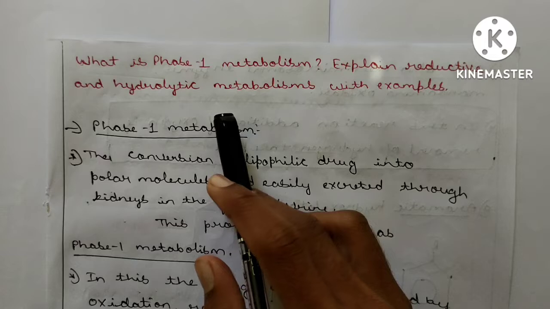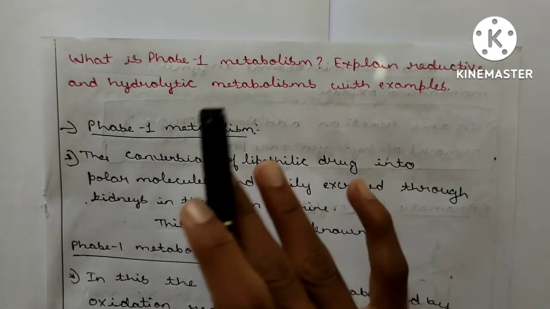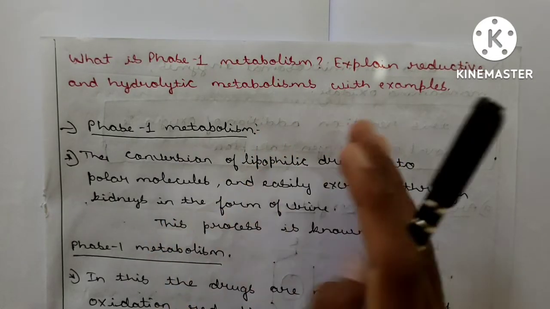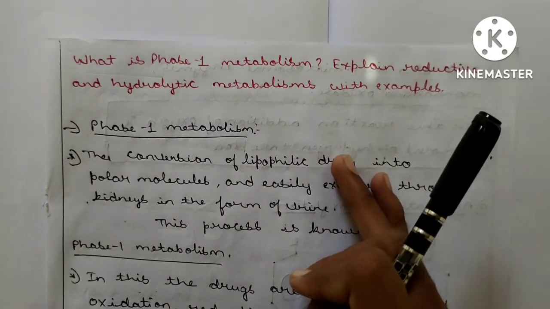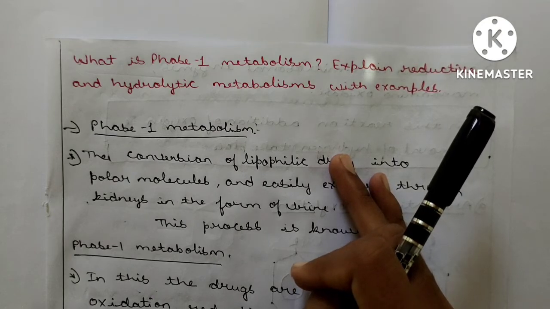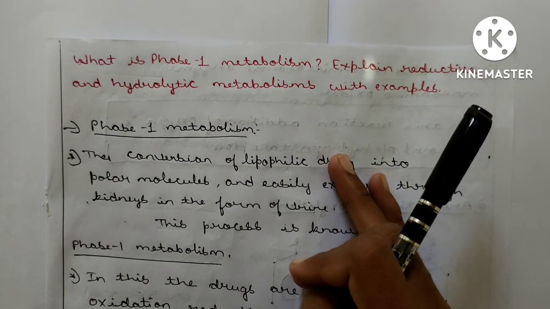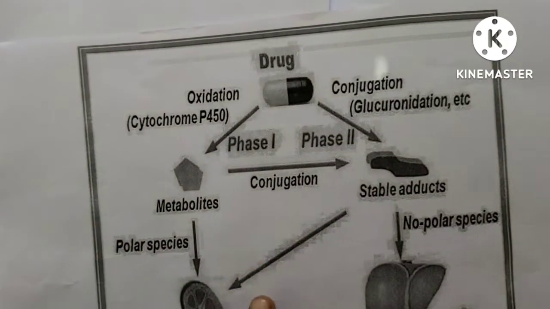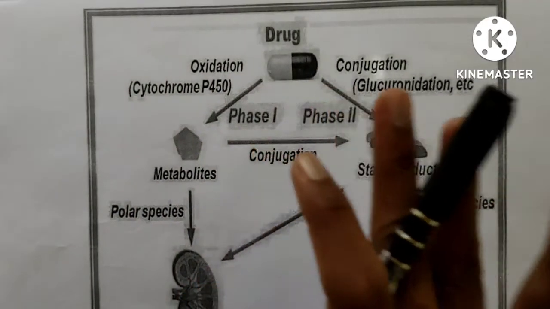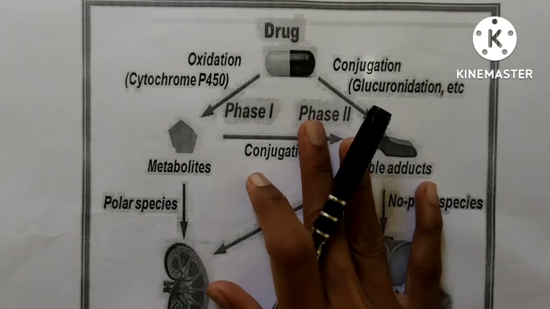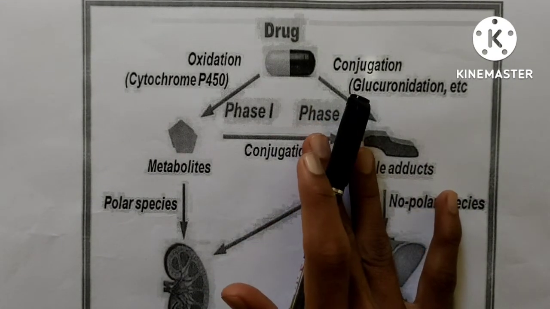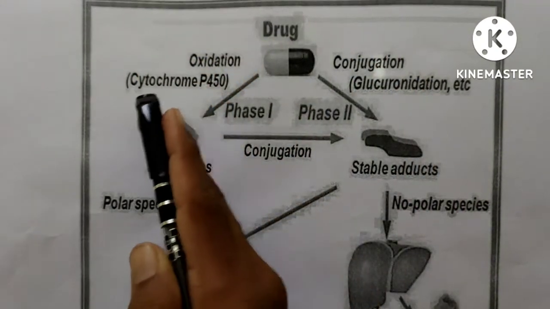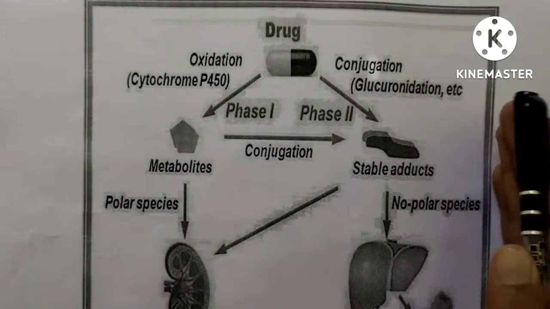Here you have to understand what is this phase 1 metabolism and reductive and hydrolytic, mainly oxidation, reduction and hydrolysis. These are the three main metabolism which are conducted in the phase 1 metabolism. Before going to study this, first you understand what is this metabolism. See, metabolism is nothing but here what happens, the lipophilic drug is converted to the hydrophilic drug.